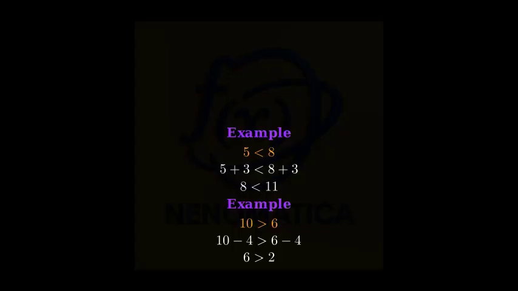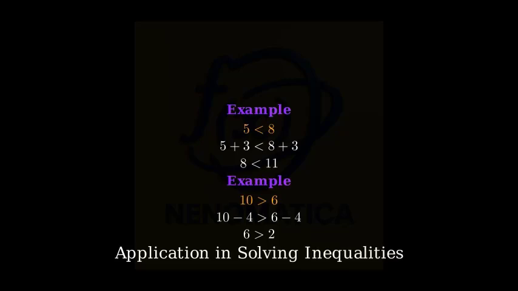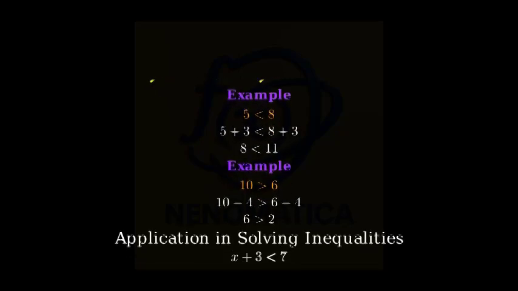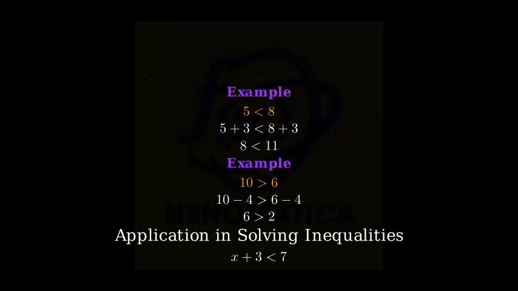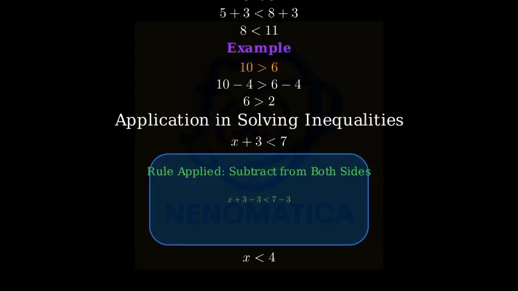Now, let's see how this property is applied when solving inequalities. Suppose we want to solve the inequality x plus 3 is less than 7. To isolate x, we need to subtract 3 from both sides of the inequality. Using the fifth property, we can do this while maintaining the inequality sign. After subtracting 3 from both sides, we get x is less than 4. This is our solution. Any value of x less than 4 will satisfy the original inequality.